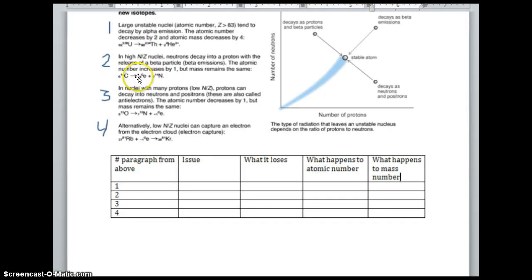Okay, so I copy-pasted that slide into my notes, and I just numbered it 1, 2, 3, 4 for paragraphs. Then I made a table, and I have the paragraph number. I want you to write in what's the issue that they talk about. In other words, why is it going through radioactive decay? What does it lose? What happens to the atomic number? What happens to the mass number? Please hit pause. See if you can fill this out on your own.